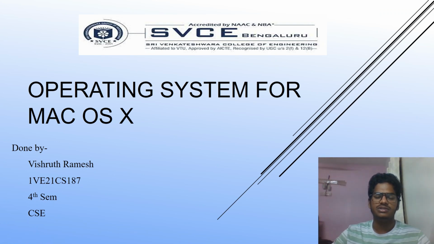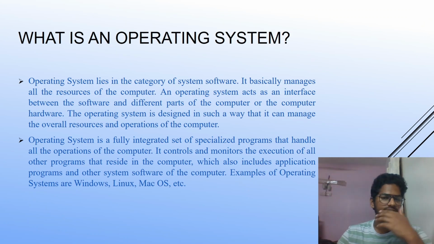I am Vishit Ramesh, and today in this video we're going to be speaking about operating system for Mac OS. What is an operating system? Operating system lies in the category of system software. It basically manages all the resources of the computer. An operating system acts as an interface between the software and different parts of the computer or the computer hardware.